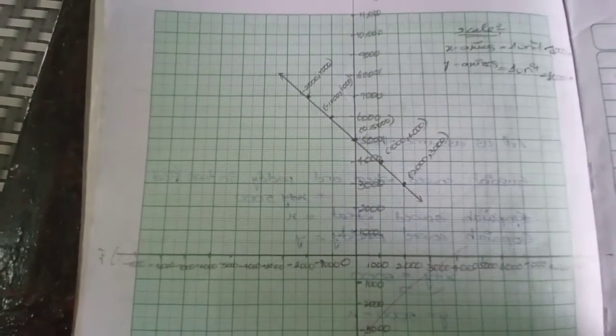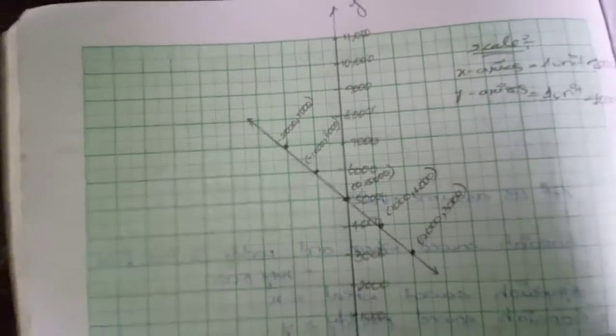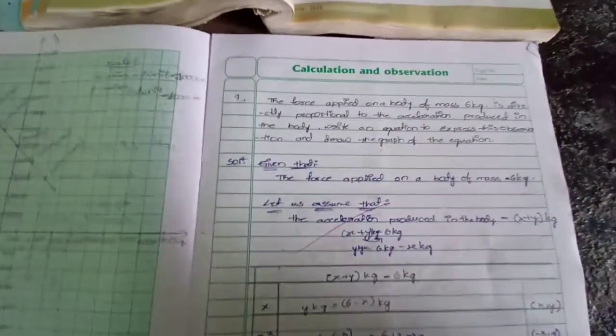If you draw the graph, we will be getting like this. See. And scale will be taken here on x axis 1 unit equal to 1000 centimeter, and y axis 1 unit equal to 1000 centimeter. Then graph will come like this. You have to put the points and write the point names also. Then ninth question.